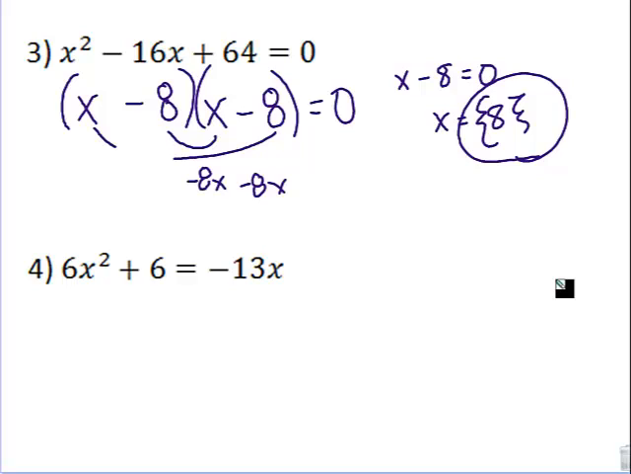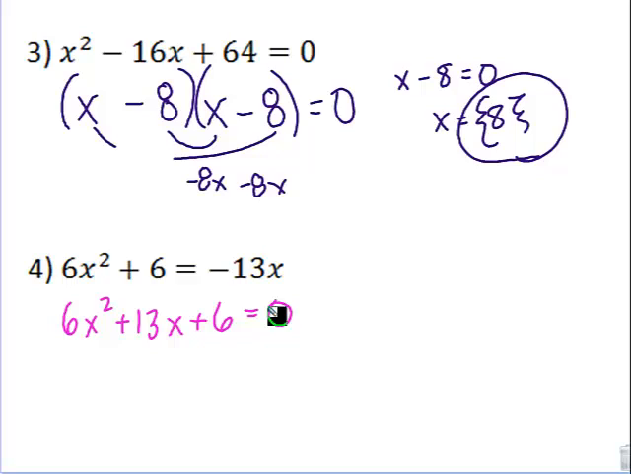Well, we have to get this equal to 0, and we know we'd have to add the 13x to do that. But the question then becomes, where do we place that 13x in our quadratic? Recall we should always go from highest exponent to least, so we're going to put the 13x smack dab in the middle between the 6x squared and the 6. So we'd say 6x squared plus 13x plus 6 is equal to 0.